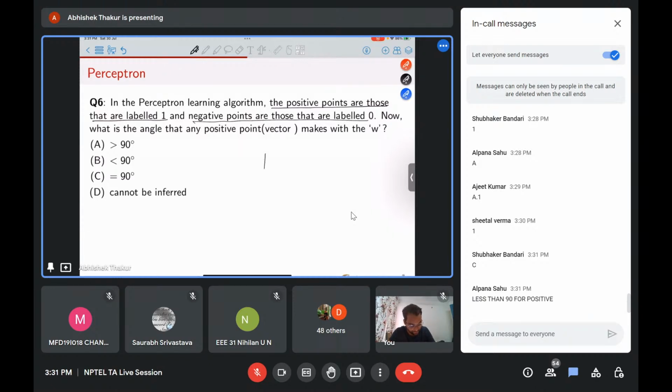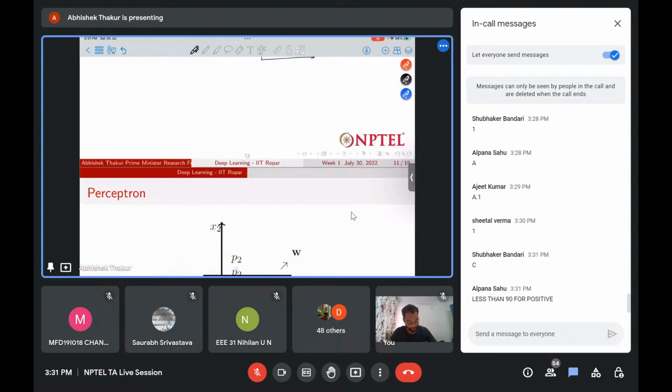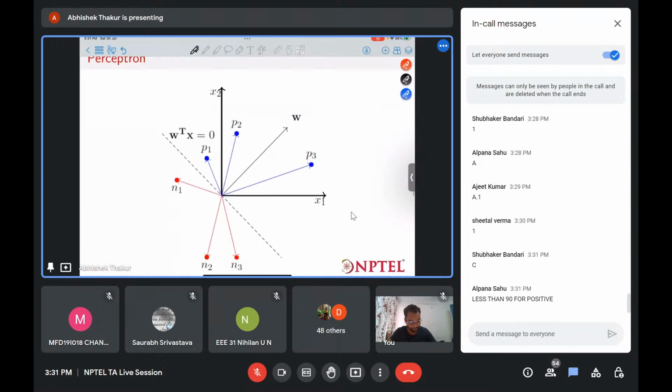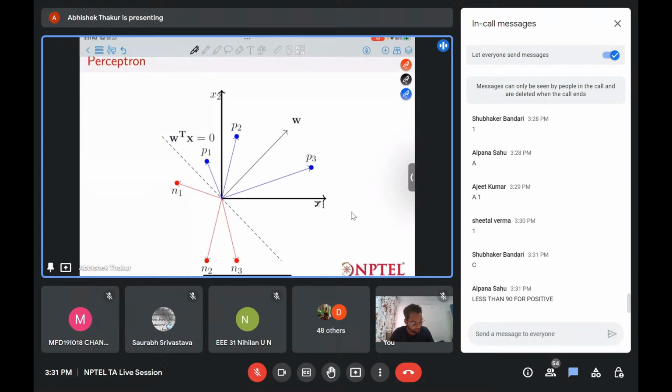So in this question, I have the diagram here. This is our axis x1, and this is our axis x2. There are sets of positive and negative points in our data set. The positive points are denoted as P1, P2, P3, and the negative points are denoted as N1, N2, N3.